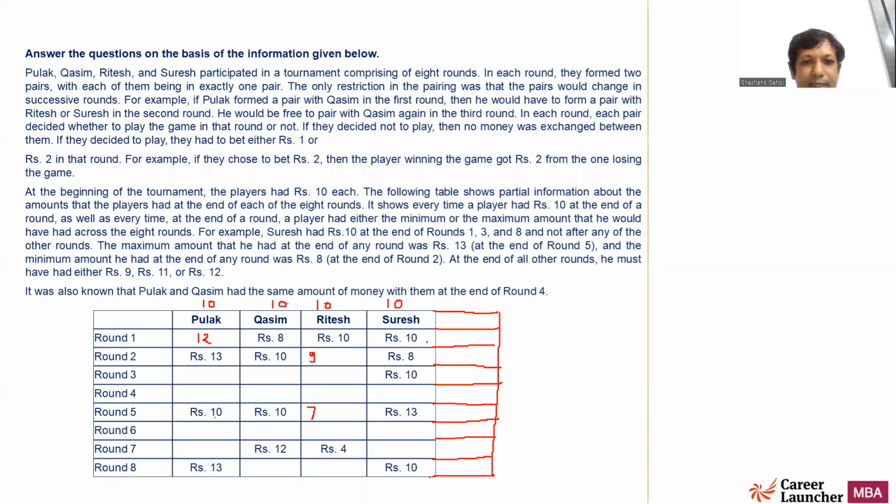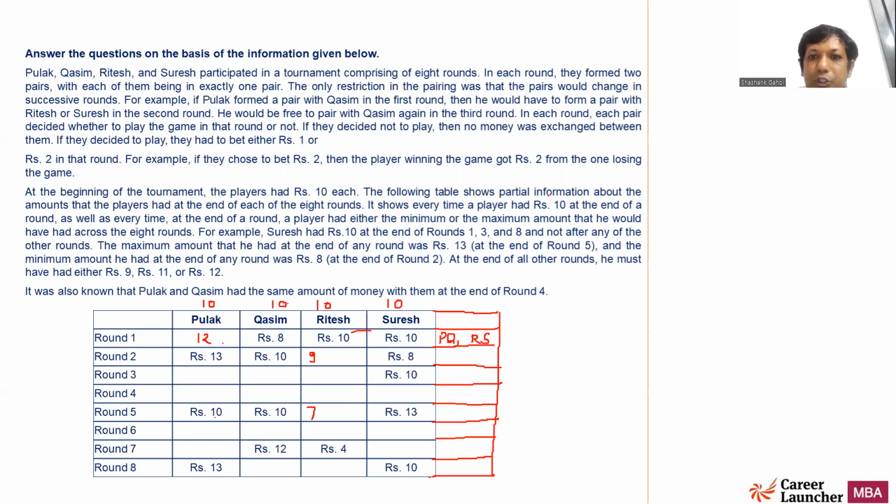And here I can say there is a pair of Pulak and Qasim. So I have a pair of PQ and I have another pair of RS. So I have two pairs. So in the next round, I can't have the same two pairs, that is PQ and RS. Okay.